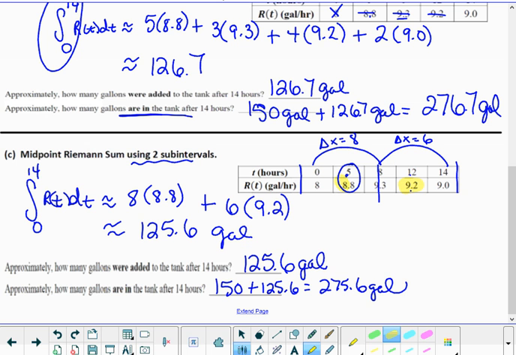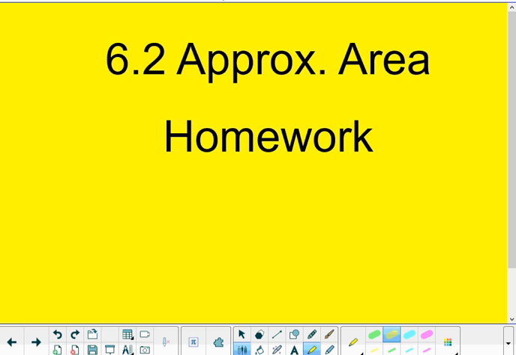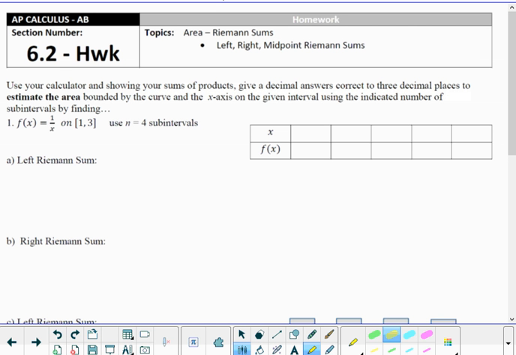Midpoint is often more accurate than left and right. That's going to bring you to your homework, and hopefully it follows along just like we have done in our practice problems. So good luck.